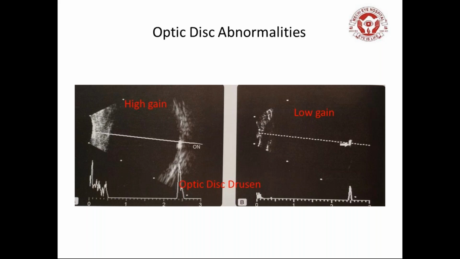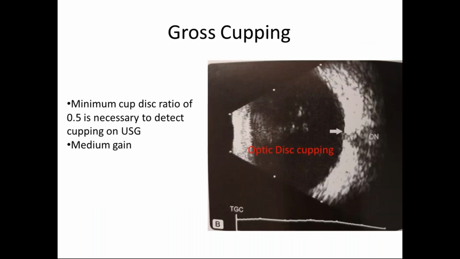In case of mature cataract, sometimes we have to explain the prognosis to the patient. At that time we have to see the gross cupping. If cupping is more than 0.5, then we can find there is excavation at the optic disc.